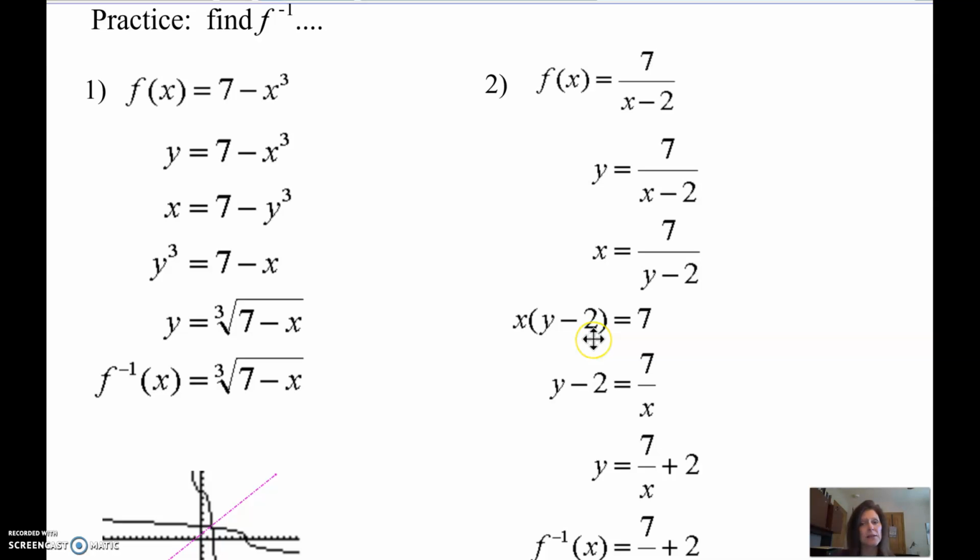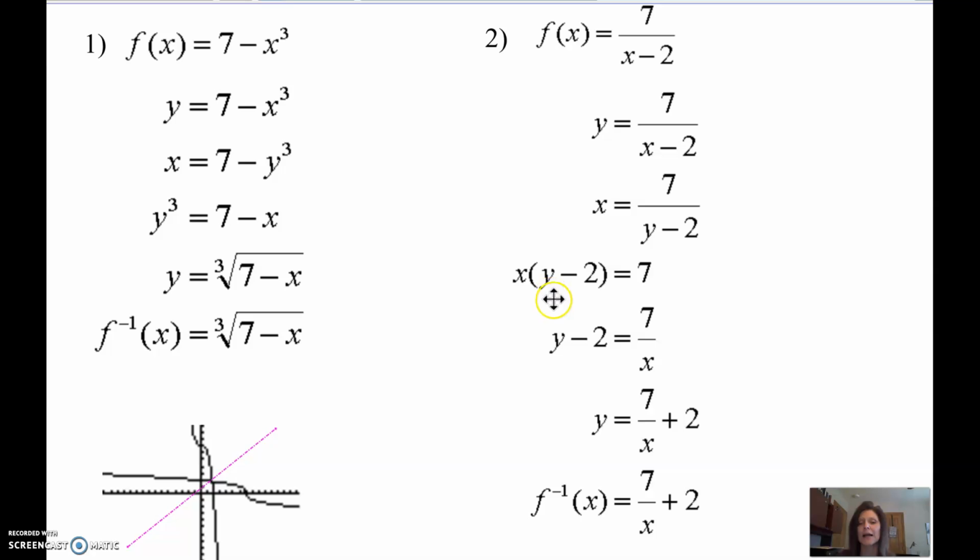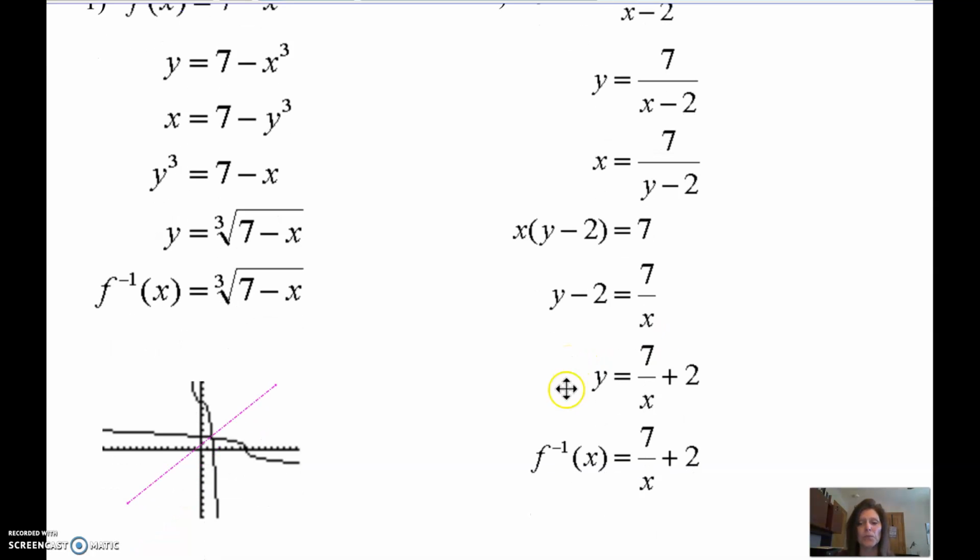On the left I get this expression. Now I could distribute that, or I could just say I'm eventually going to solve for y, so let's get rid of this x. So I divided both sides by x, and the last step would be to get y by itself by adding 2. So I come up with this final answer for my inverse.